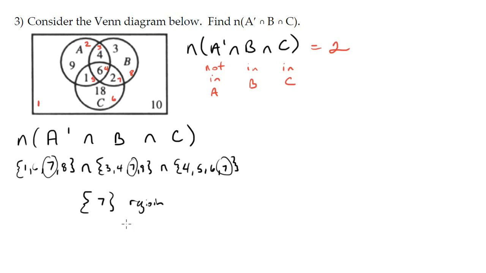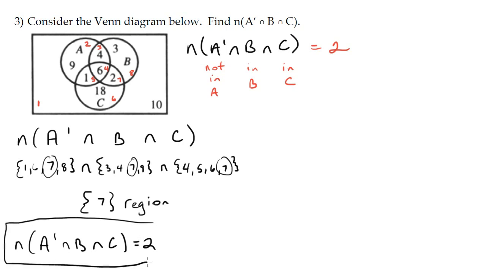I wrote that really poorly. Let's rewrite that. The region. So 7 is the region. This number, small 7, the red 7 here, is the region where all 3 of these sets intersect. So the number of elements in that single region, region 7, is 2. That's our answer. Just like up here. 2.